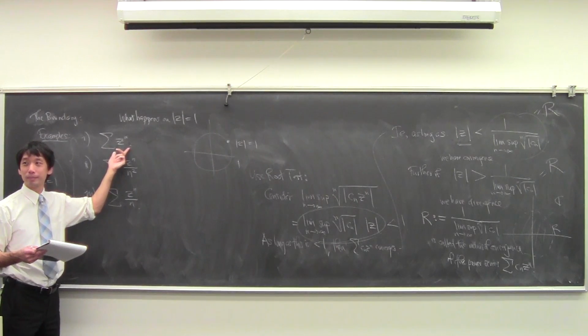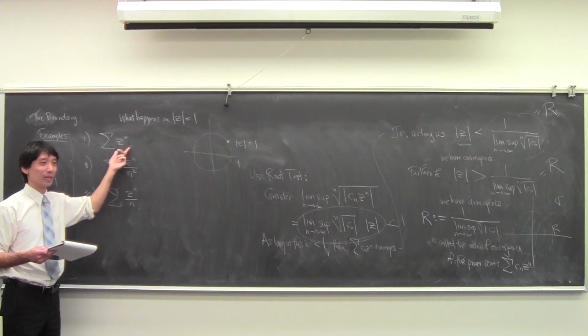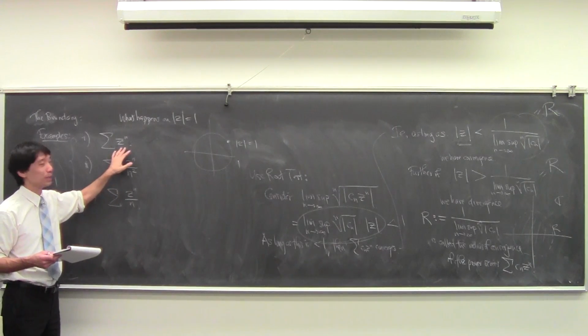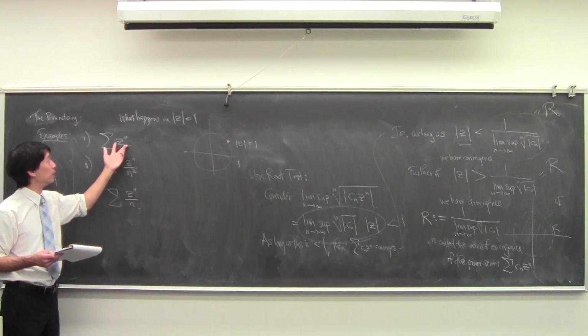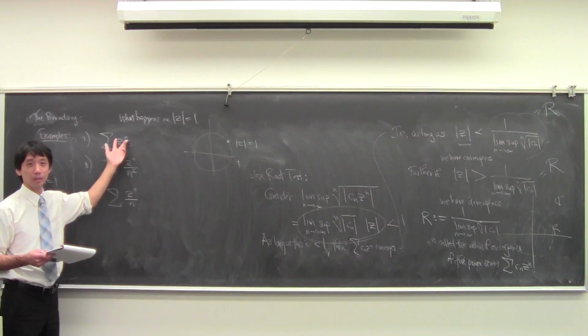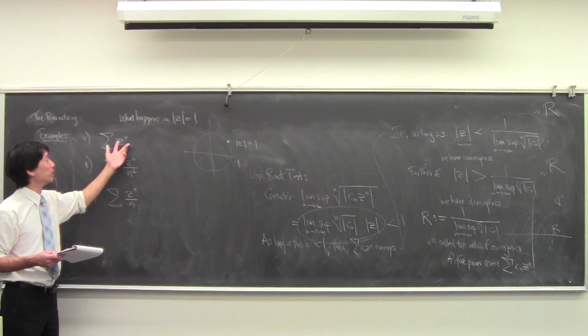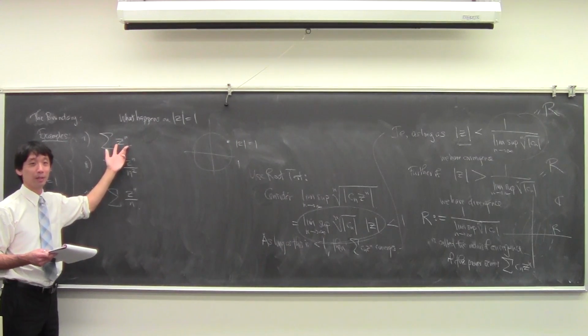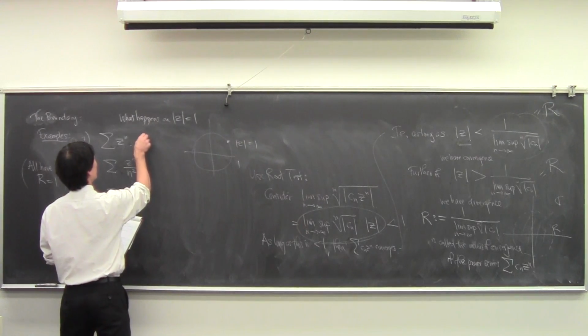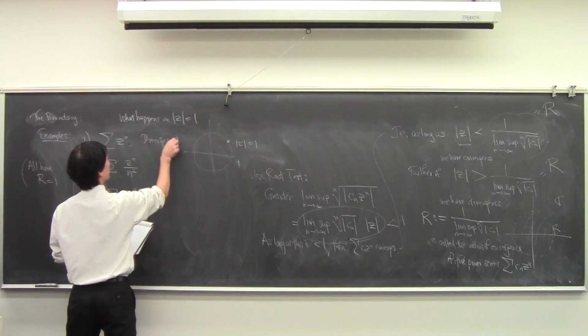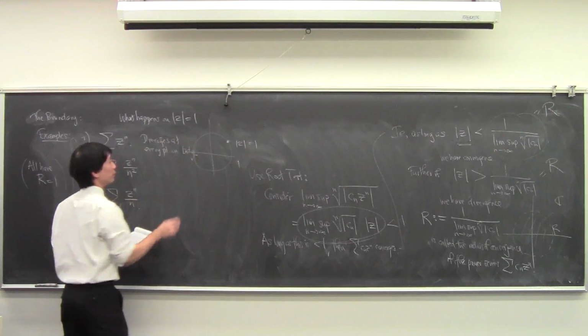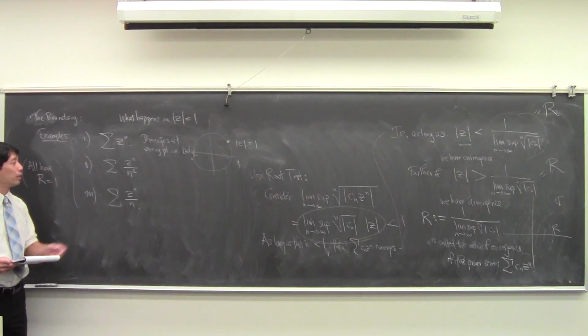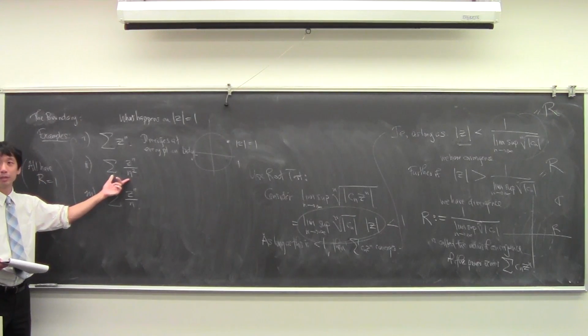Shouldn't it diverge? Why? Yes, exactly, the nth term test. The size of the term is 1. The modulus of the term is 1 to the n, namely 1. So it diverges at every point on the boundary. Okay. Now how about this one? What do you think?